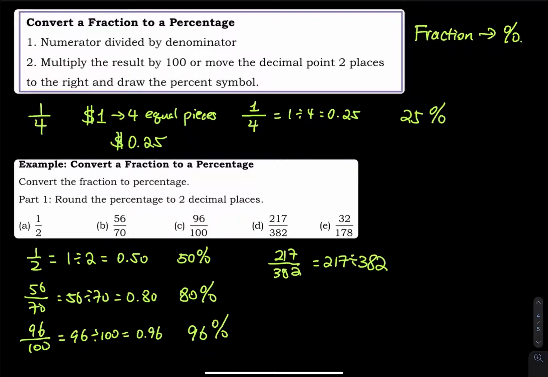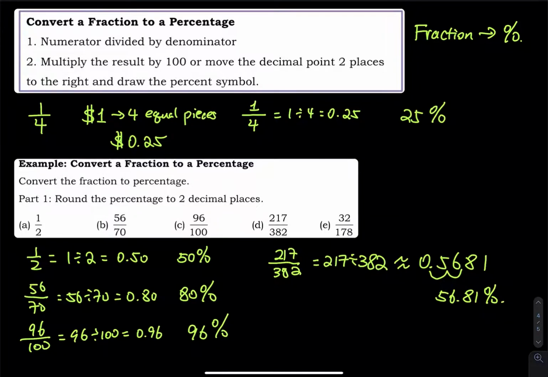I don't think that is divisible. Let's say divided by 382. Yes, it is not divisible. But since I want to keep 2 decimal places for the final answer, for the decimal, look at your calculator. You better keep 4 digits on the right-hand side of the decimal point. That is around 0.5680, and you see 6, right? So we add 1 to the 0, making 81, and then you move the decimal point 2 steps, you have 56.81%. That's how we keep 2 decimal places.